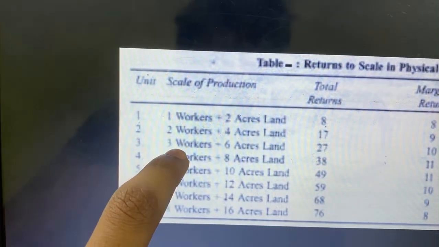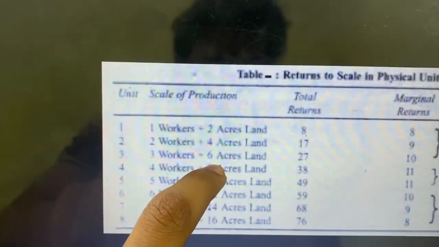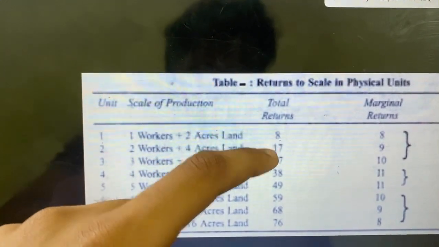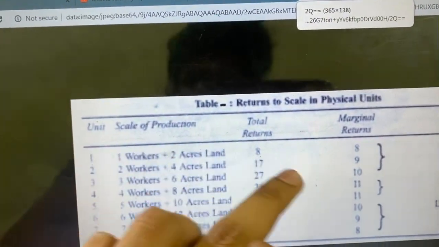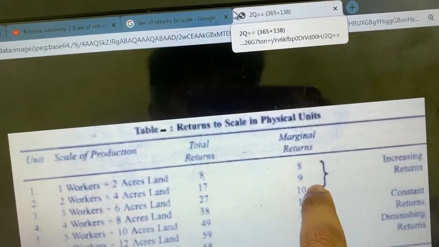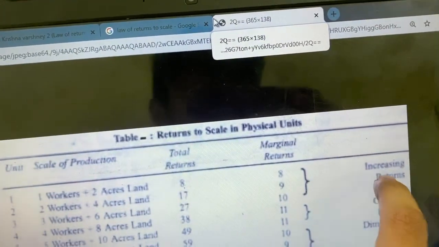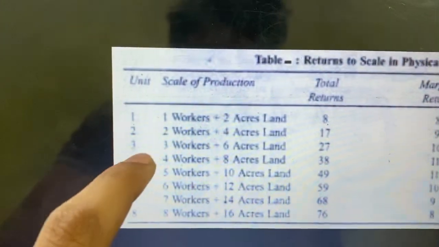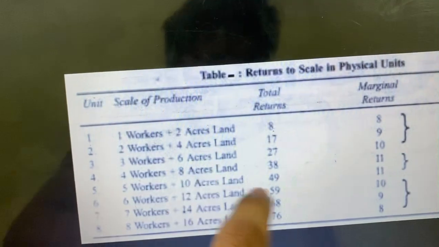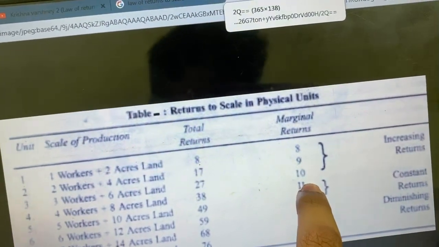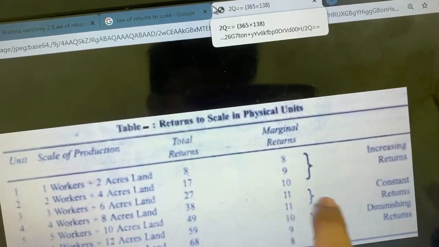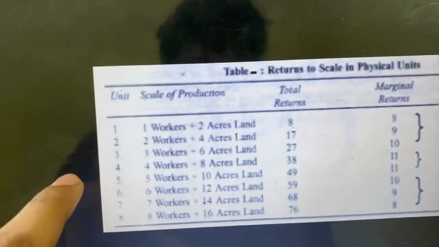The third one, 3 workers and 6 acres of land, that is 3 times the first one. Total returns are almost triple. Obviously, they keep on increasing throughout, but marginal returns also increase from 9 to 10. That is still an increase in return. And now, if you look at the fourth one, 4 workers and 8 acres of land, you get a marginal return of 11, which increased. That is an increasing return. But now you'll find out why it has a constant return.